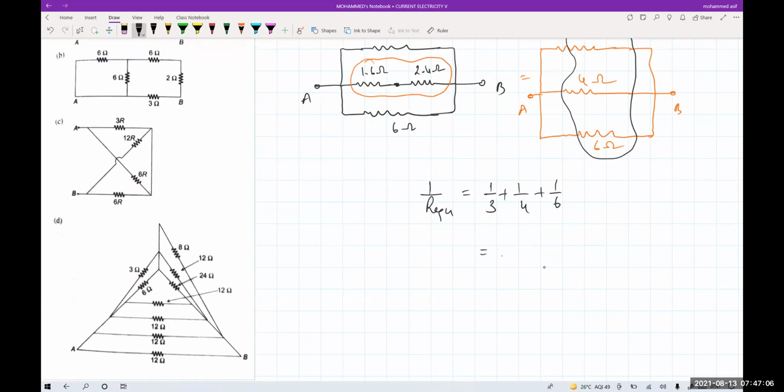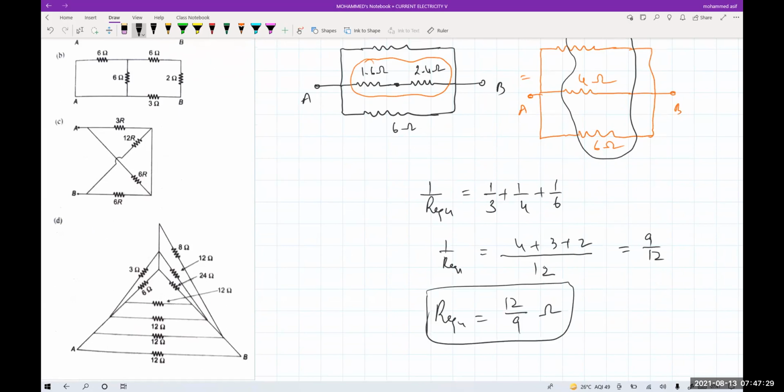So the LCM of this is how much? 12. So it is 4 plus 3 plus 2, which is 9 by 12. 1 by R equivalent is 9 by 12, so R equivalent will become 12 by 9 ohms. Understood? Yes, sir.